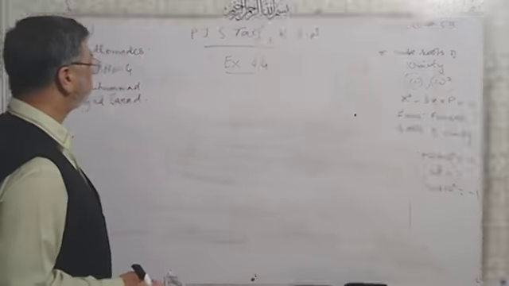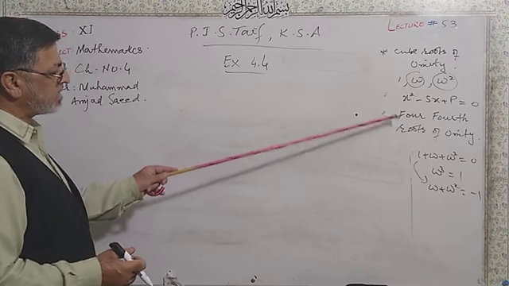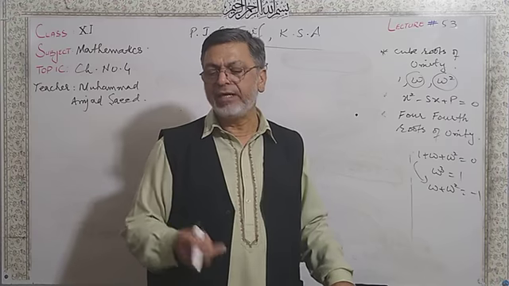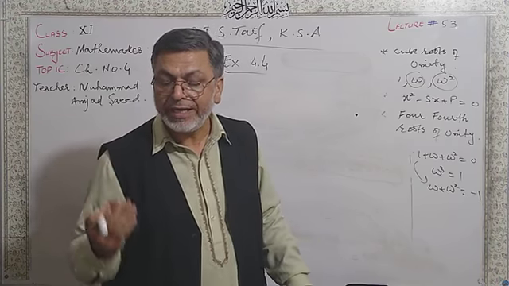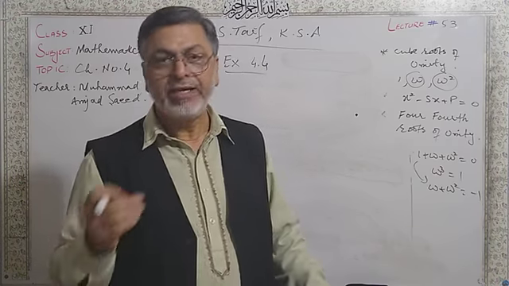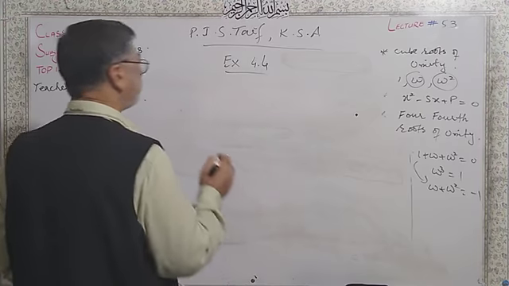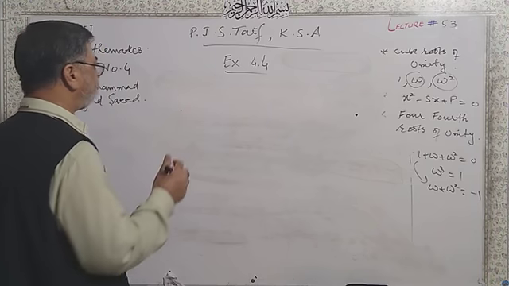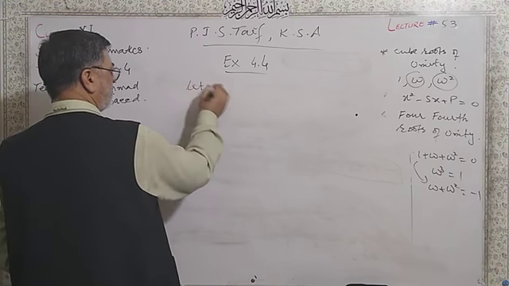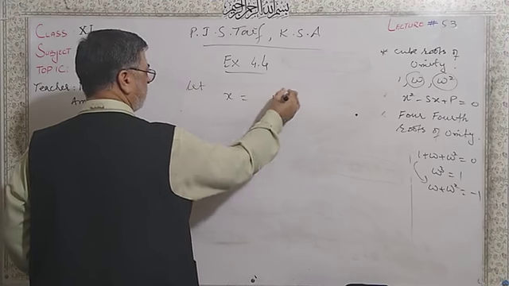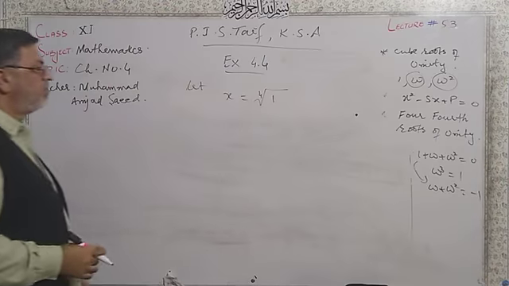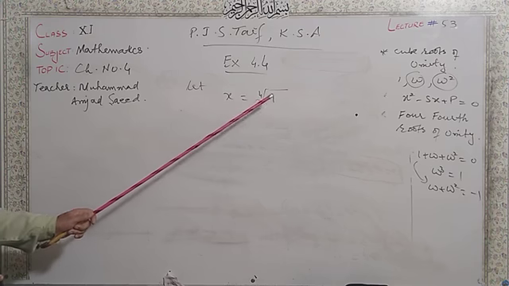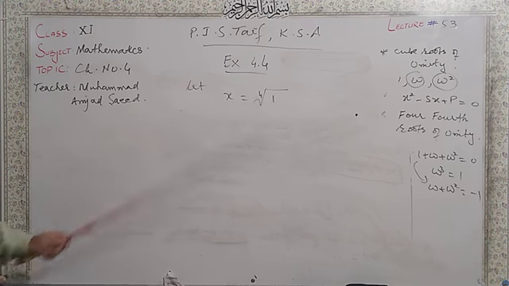Okay, you can check. This will be an extra one. After that, with the same technique, we will find the fourth roots of 16, 81 and 625. The fourth roots of unity. What are the fourth roots of unity? Let x is equal to the fourth root of unity. X is equal to the fourth root of 1.